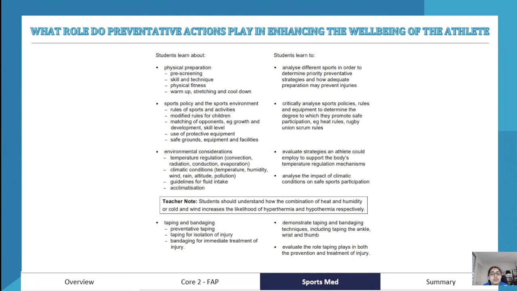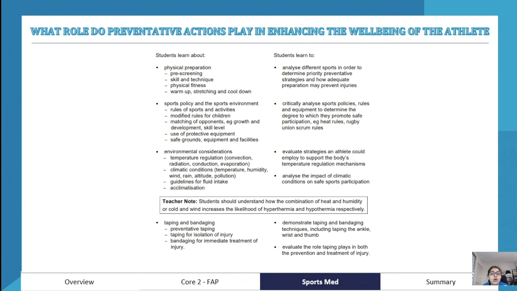We also look at the use of protective equipment, so there are more chances of injuries if the equipment is not fitted, if it's not perfect. That can increase your chance of injury, hence you need protective equipment. Safe grounds and facilities are also important to keep spectators and also the players safe. So for example, making sure there's no rubbish on the fields, that spectators are kept at a distance, like there are proper arrangements there.